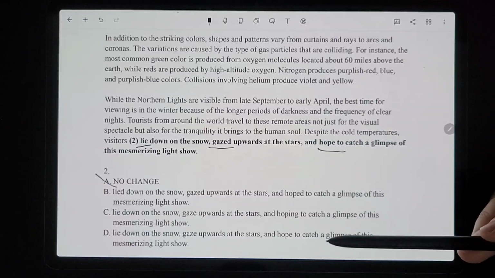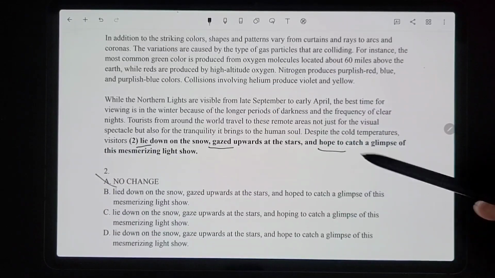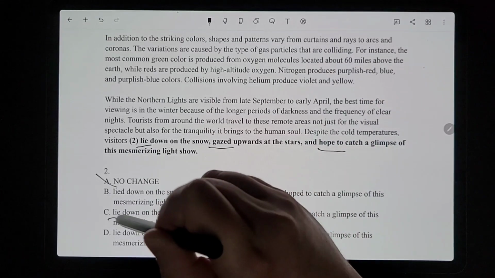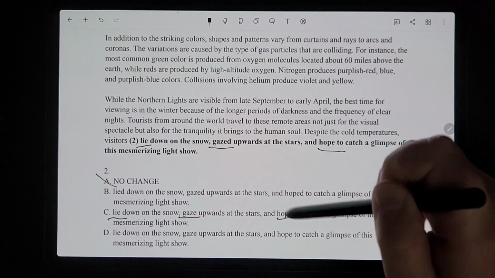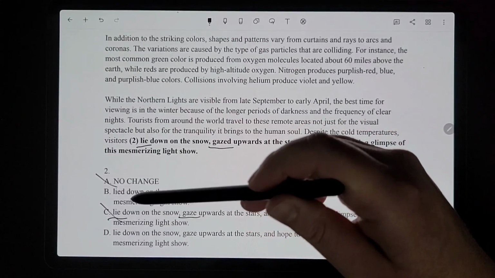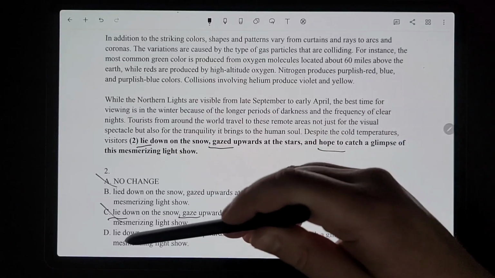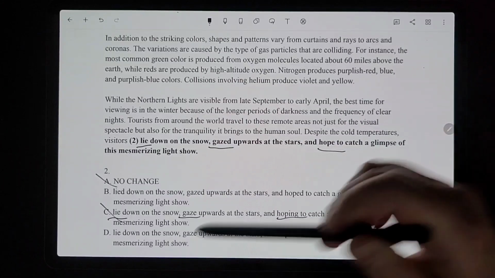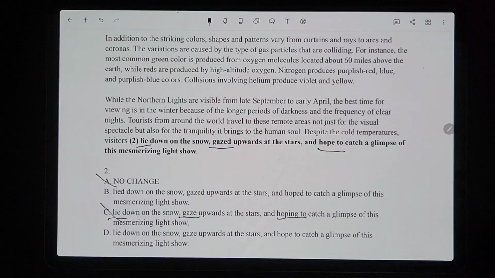So then let's look and see which other ones might be mixing up tenses so we can automatically eliminate those. So C says lie, gaze, and hoping. So automatically I see I can cross that one out. And then that one was still lie. Those are all ending in ED for B. Lie down, gaze, hope. So these are all the same verb tense for B and D in their respective answer choices. So now, since these are all matching the same verb tense, this is testing me not just on parallel structure, but what's the correct verb tense for the context.